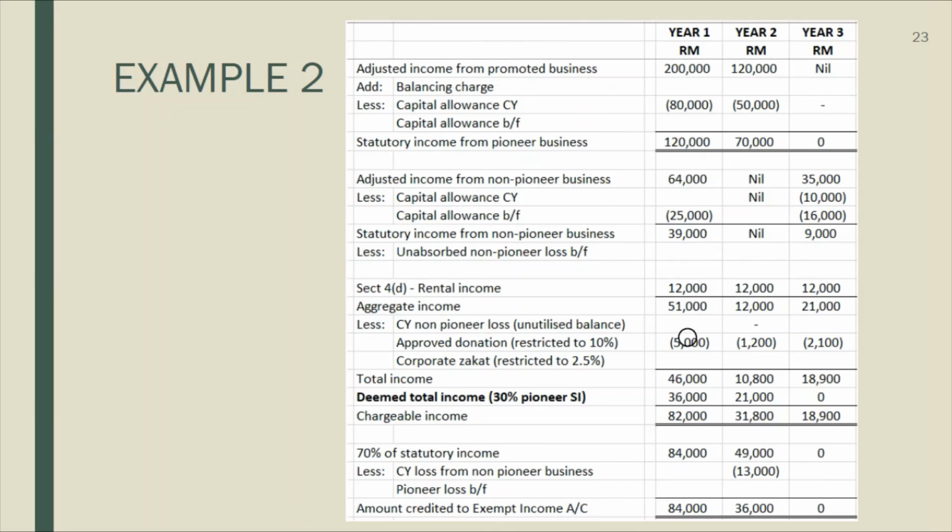Okay, so this is the overall calculation for year 1, year 2 and year 3 when you combine everything together. The first part here is step 1 where you calculate the statutory income. The second part here is the calculation of total income and chargeable income. And the third part here is for the amount credited to exempt income account.